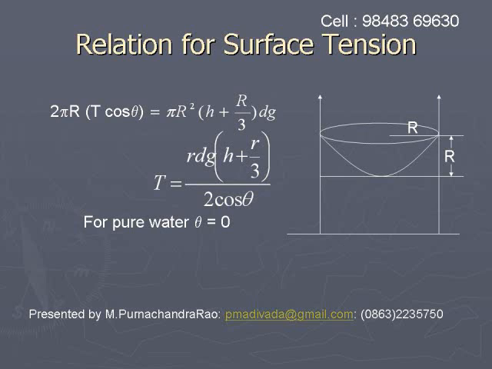For pure water, theta is equal to 0. Hence, T is equal to half r dg into h plus r by 3. This is the relation for finding surface tension with capillary rise.